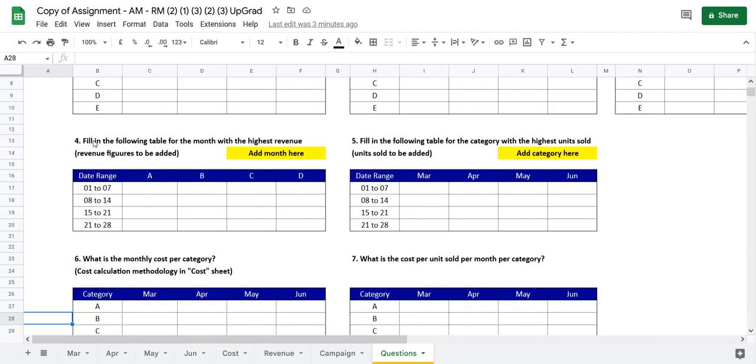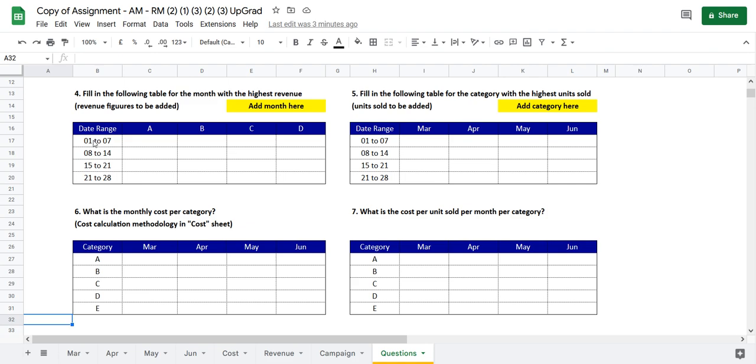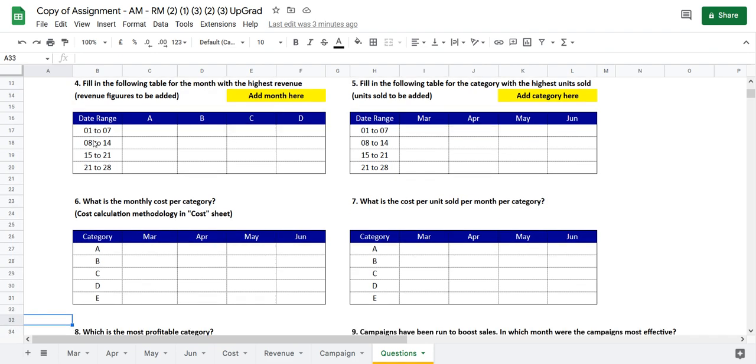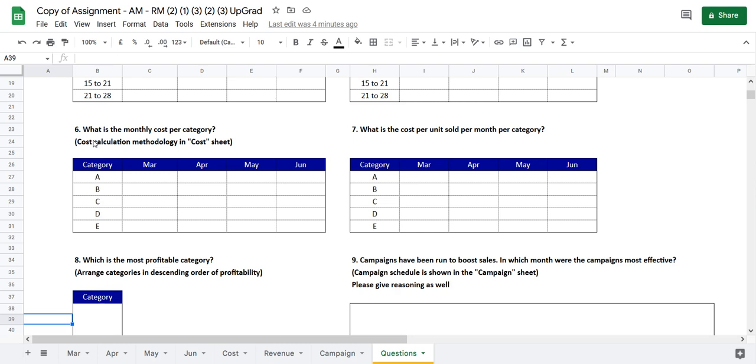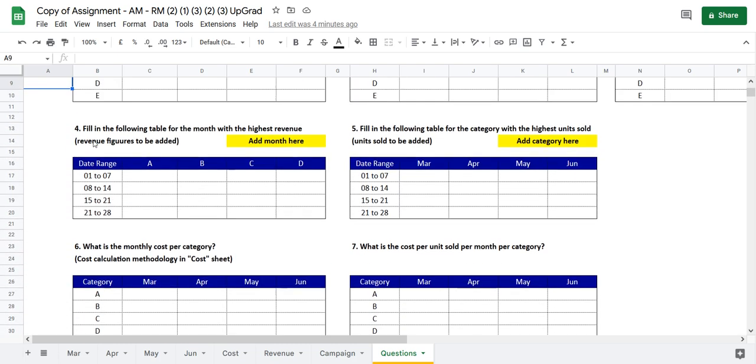Then the sixth question is, what is the monthly cost per category? The seventh question is, what is the cost per unit sold per month per category? Then eighth, we have to find out which is the most profitable category. Okay, so let's do it one by one.